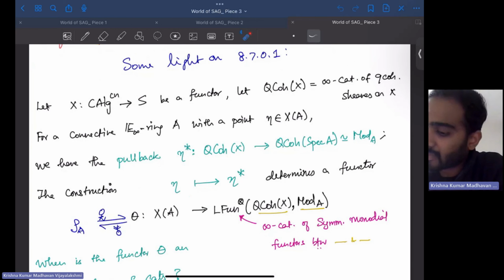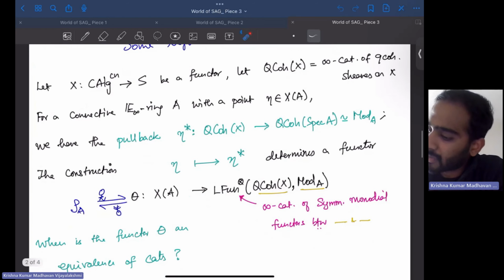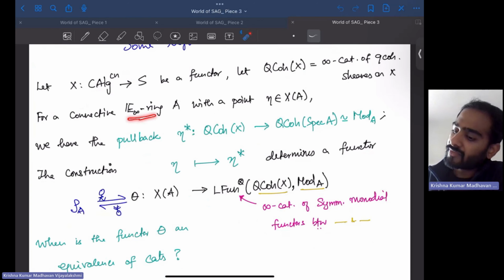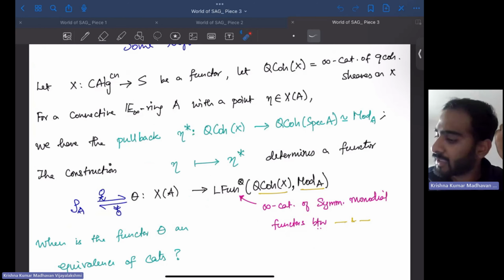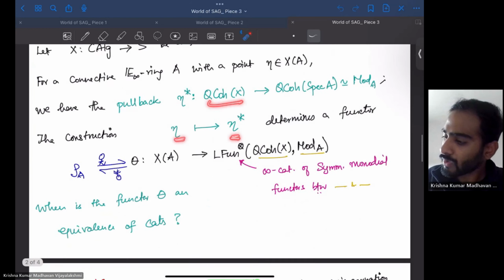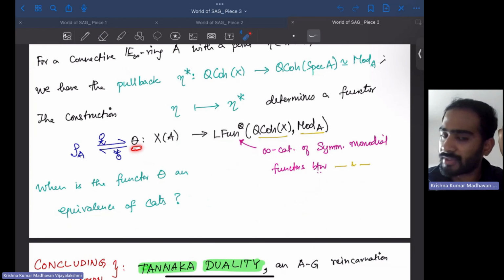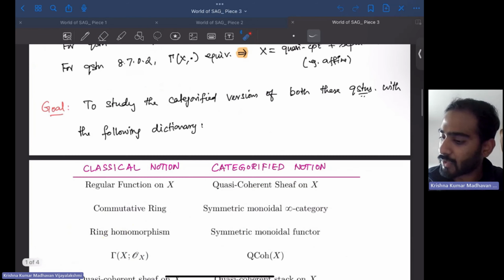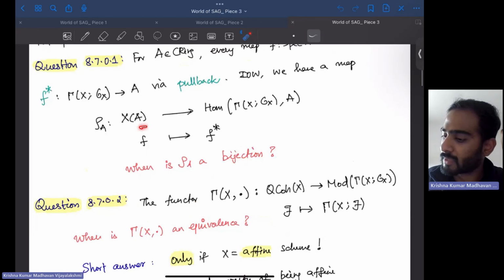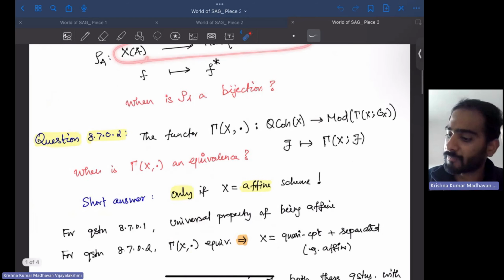If we have a connective commutative algebra objects defined on S, the infinity category of spaces, and this is a functor, and this is the category of quasi-coherent sheaves. For a connective infinity ring A, one can define this natural pullback. How we define it in the ordinary ring case, you can define it in the infinity ring case. It's just taking M to its pullback. This determines a functor called theta. It exactly mimics how rho A is defined, but it's an infinity categorical version.